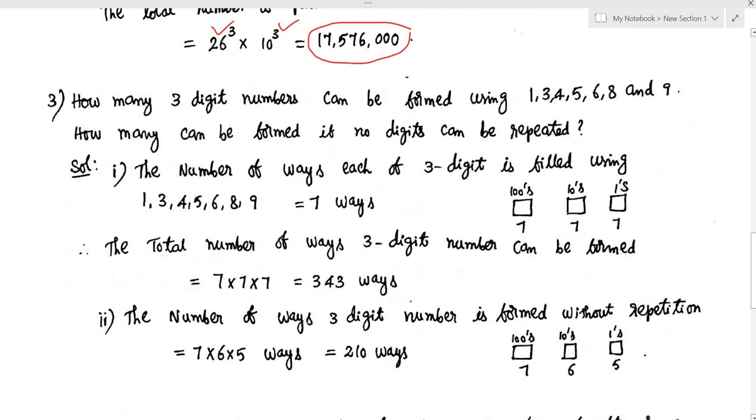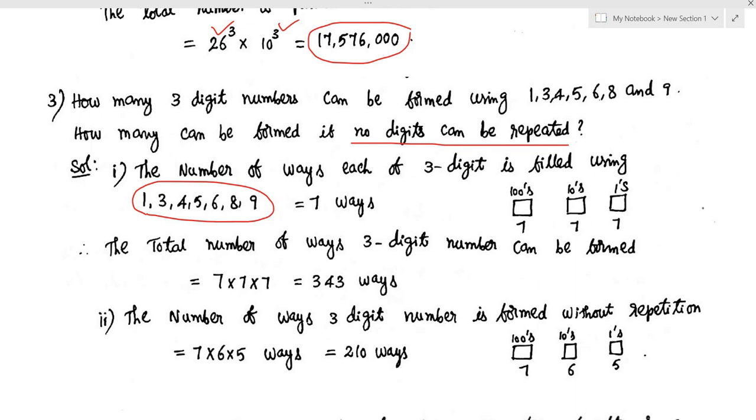Problem number 3. How many three digit numbers can be formed using 1, 2, 4, 5, 6, 8, and 9? And how many can be formed if no digits are repeated? Remember, the second option is how many can be formed if the digits are not repeated. First, the number of ways each of the three digits is filled using the given numbers. First, how many digits are given here? In total, 7 digits are given, which means 7 ways are there.